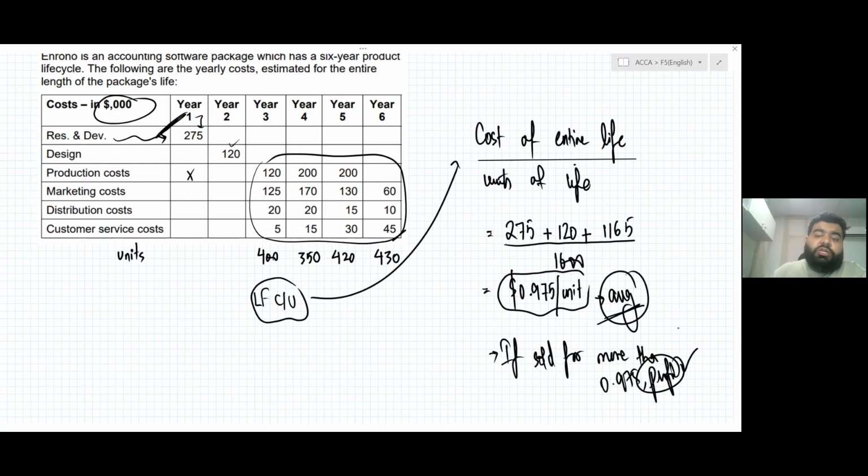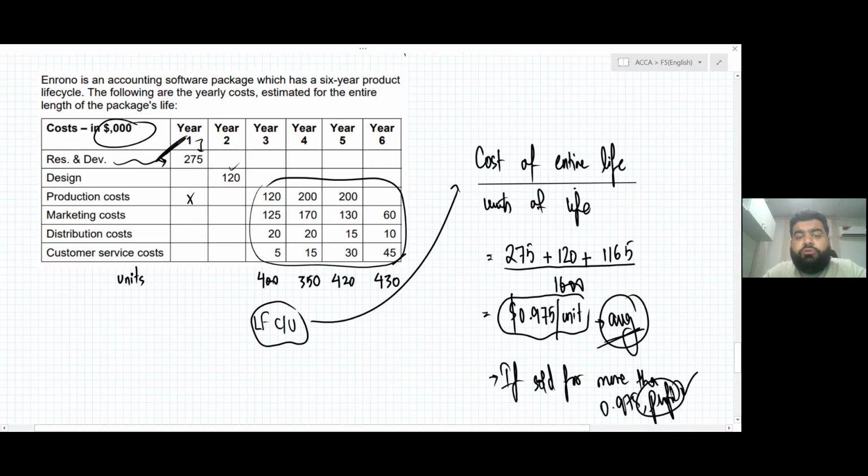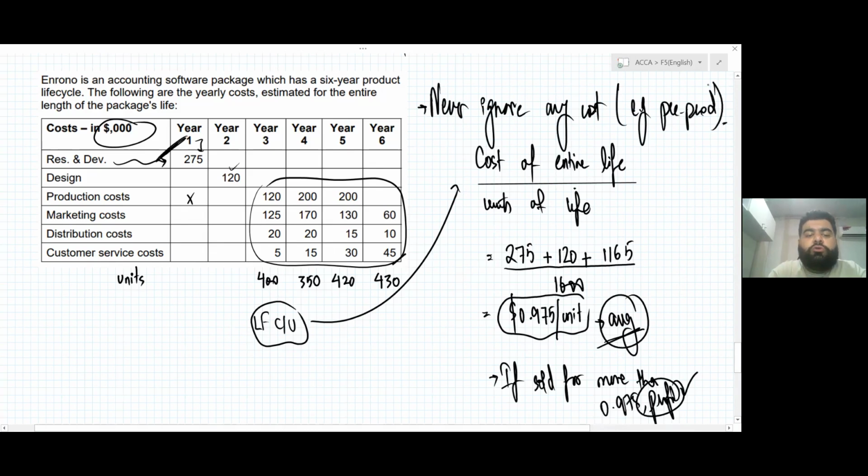cost per unit. So that's why if any question comes in an MCQ like calculate life cycle cost per unit, never ignore any cost. I am writing here again. For example, there are some costs that are pre-production costs. Pre-production means production is not started. So a student thinks that the units are not produced in these years, so let's ignore it. No, take it as a cost. You have to add it in the cost and then calculate life cycle cost per unit.